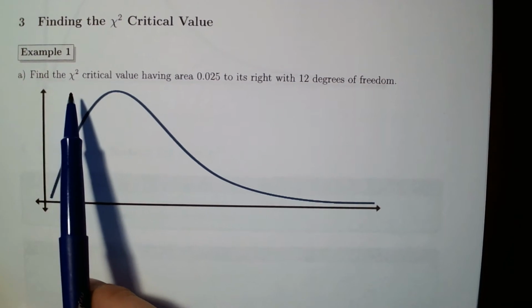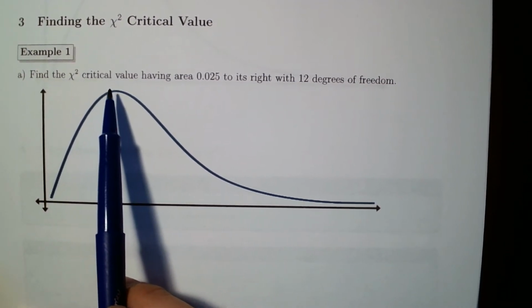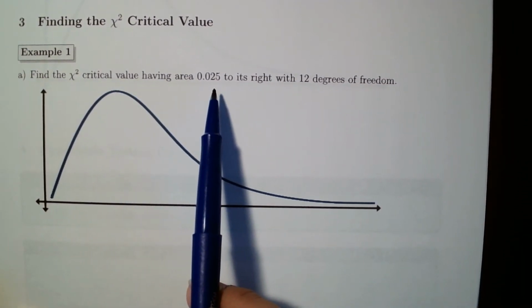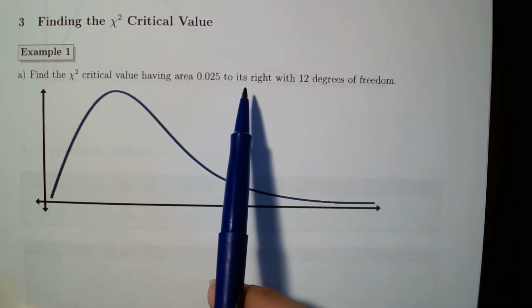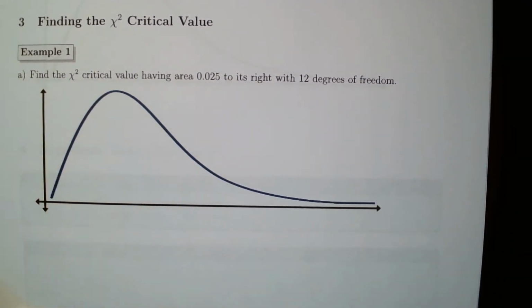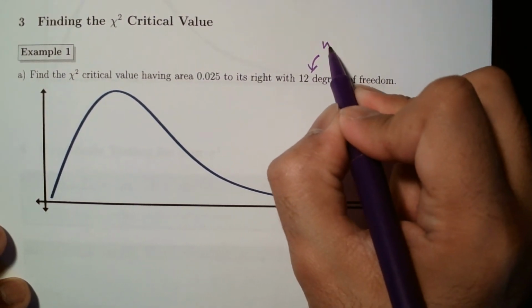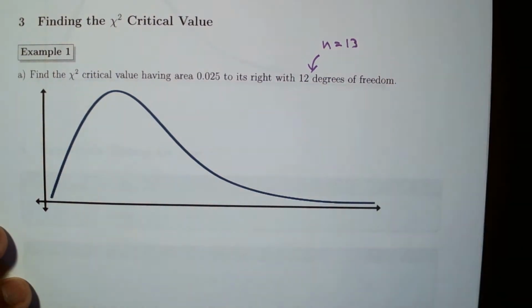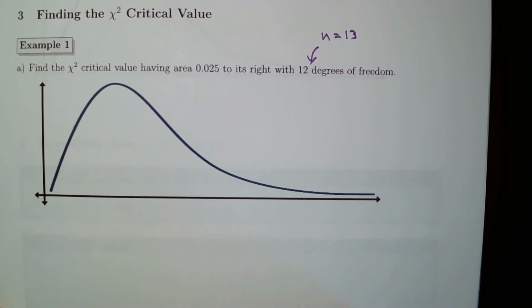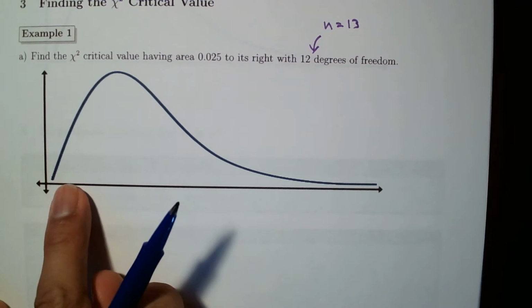Find the chi-square critical value having an area of 0.025 to its right with 12 degrees of freedom. That means that in a situation, the sample size is 13, but we are going to use one less than the sample size, which is 12 degrees of freedom. So I'm going to go to the right again. Let me show you this graph.